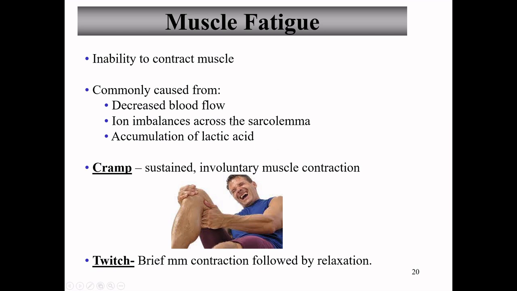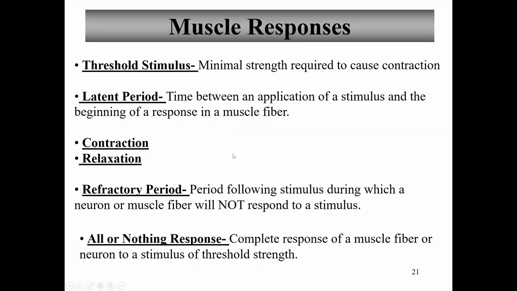So, muscle responses. We've got a couple here. Threshold stimulus is the minimum strength required to cause contraction. Let me read through these real quick and I'll come back. Latent period: the time between an application of a stimulus and the beginning of a response in a muscle fiber. Contraction, we've already talked about. Relaxation, we've already talked about. We've got a refractory period: the period following a stimulus during which a neuron or muscle fiber will not respond to a stimulus. And then we want to know it's an all-or-nothing response when it comes to muscles and nerves.